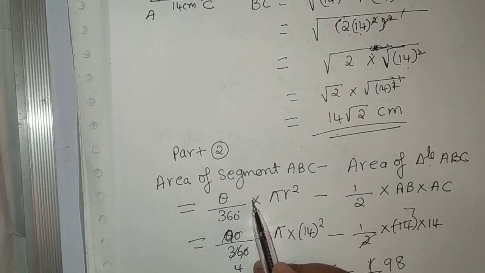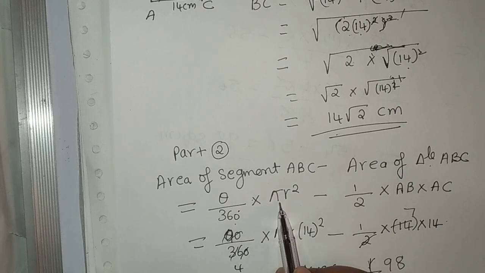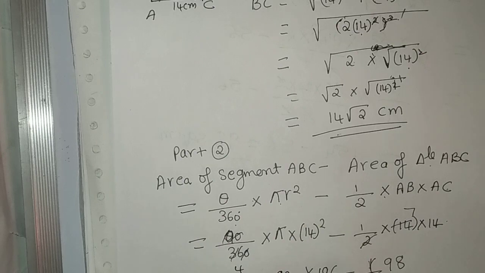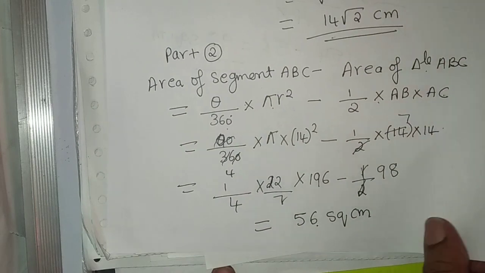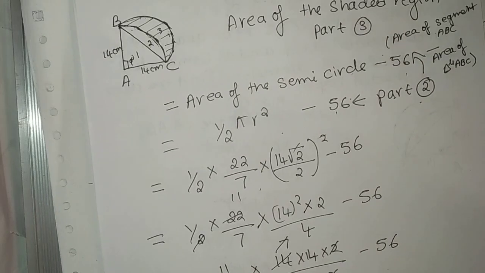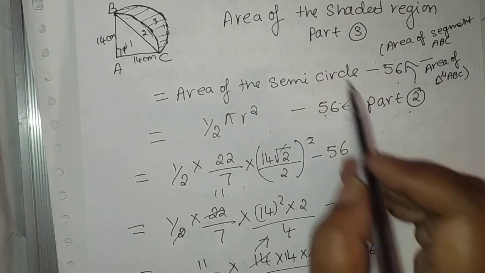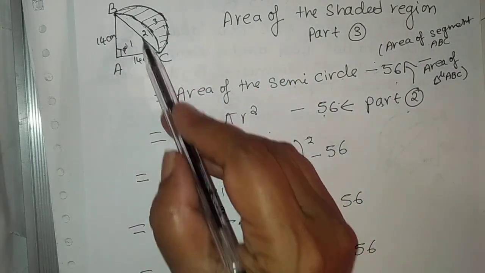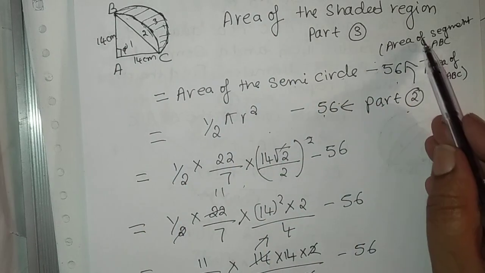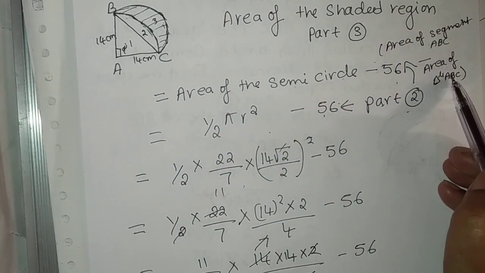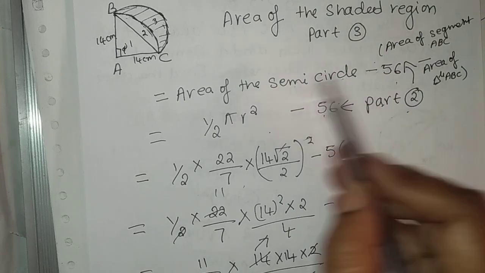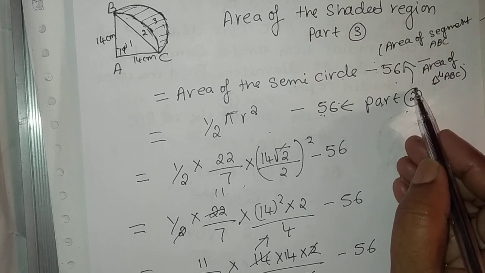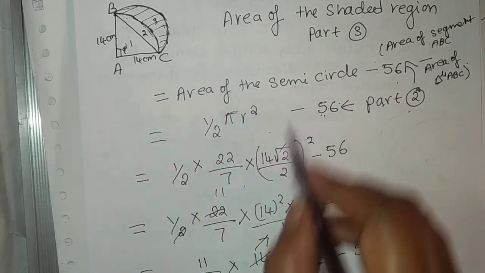Therefore we substitute area of the segment is theta by 360 into pi r square and area of the triangle is half into base into height. Substituted the values, we got 56 square centimeters. After this, the third part of the solution is area of the semicircle, this one, area of the semicircle minus these two, what we calculated, that is area of the segment ABC minus area of the triangle ABC. This is 56. Then area of the semicircle is half into pi r square minus this, that is part 2, which is equal to part 3.